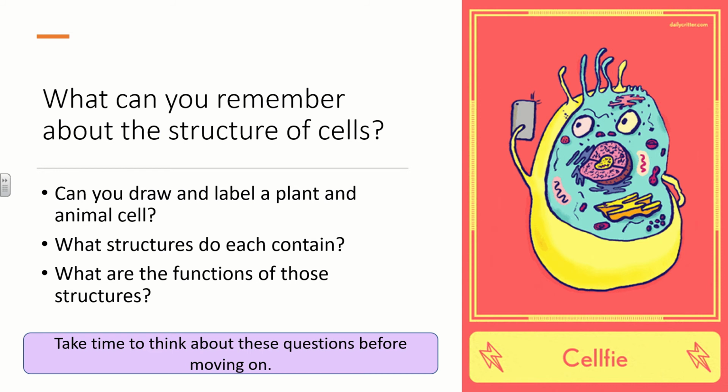So, can you draw and label a plant and animal cell? What structures do each of these contain? And what functions do those structures do? You might also want to try and identify any similarities and differences between the 2 cell types. Take time to think about these questions before moving on. You can pause the video.